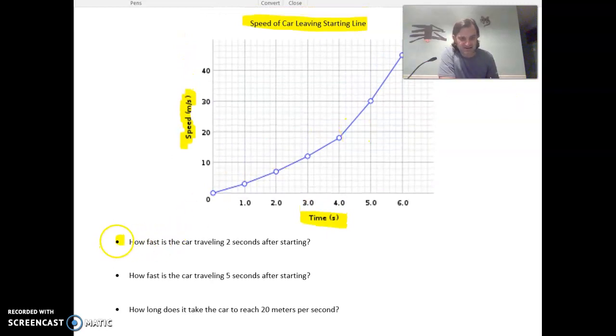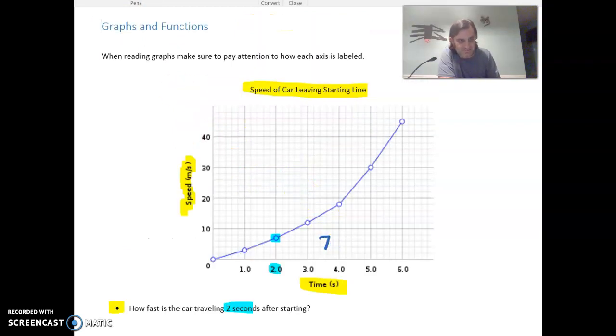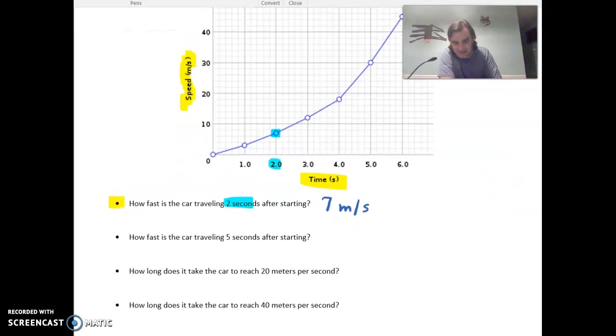So the first question I have down here, how fast is the car traveling 2 seconds after starting? So I come over to 2 seconds and I will follow this up, and we may have to estimate a little bit, but right here at 2 seconds, it looks like we're at 2, 4, 6, maybe 7. So I'm estimating that. But it looks like I'm going to use 7 meters per second. Sometimes the tablet does odd things.